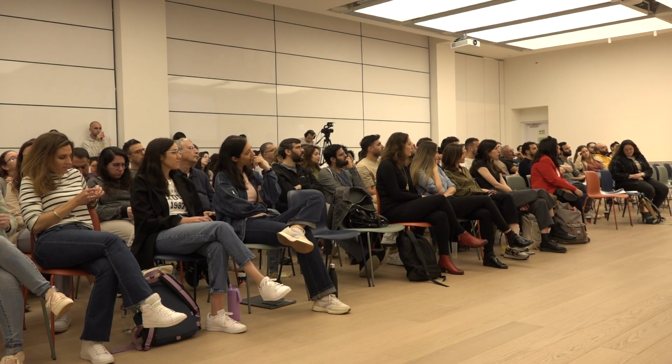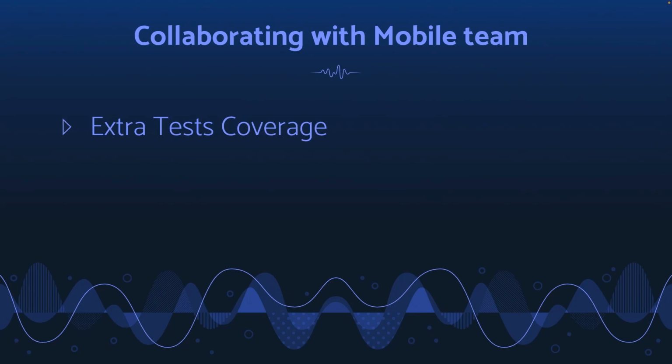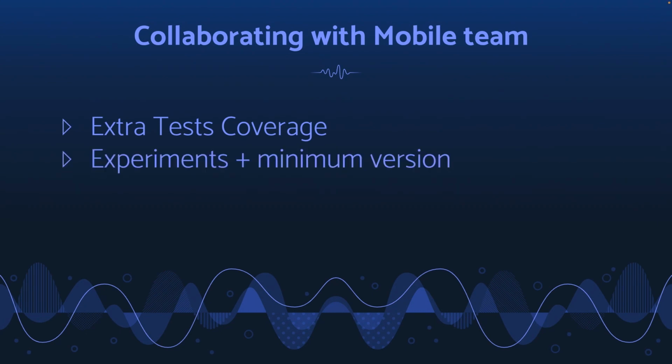So if there's anything I want you to take from this talk, it is the next time you collaborate with a mobile team, please have extra test coverage. I know everyone covered their code with tests, but test all edge cases and all use cases you can think of. Think with the mobile dev about the experiment and wrap all your changes with it. And be aware that sometimes we will need to have a minimum version to the experiment, so we will need to know how to handle it.